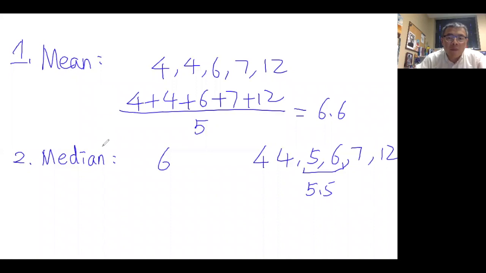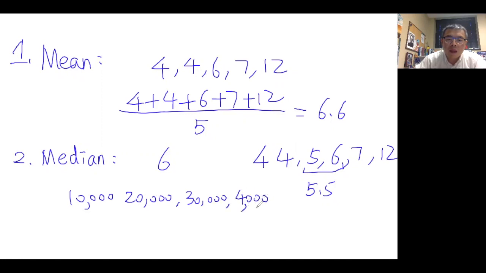The point is sometimes our data set may be very uneven, and may have a huge difference. For example, let's talk about the salary in the country. Let's suppose that 80% of people have really low salary, and only 20% have high salary. So in terms of the data set, we may say that the salaries are 10,000, 20,000, 30,000, and 40,000. And then let's say for the last 20% of people, they have really high, they have 1 million.